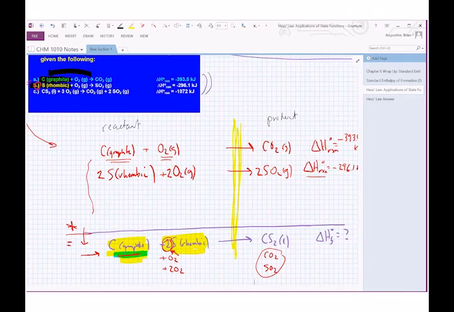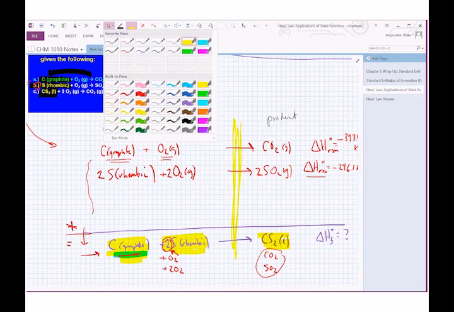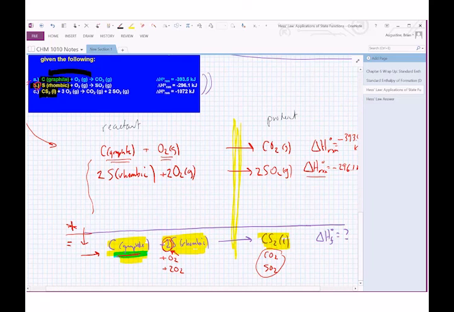All right, so last step, CS2 liquid, there's CS2 liquid, but do you see the problem we've got? That is on the reactant side. I need to move that over to the product side because this is on the product side down here. So I can flip the entire equation around. So now I'm going to put CO2 gas plus 2 SO2 gas yields CS2 liquid plus 3 O2 gas.